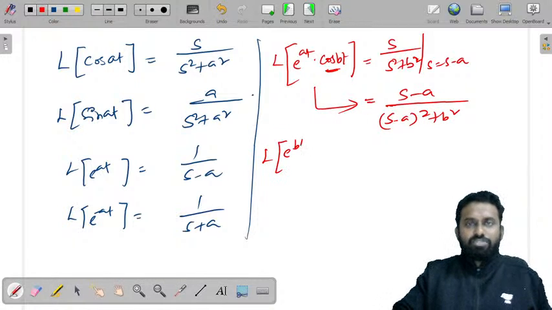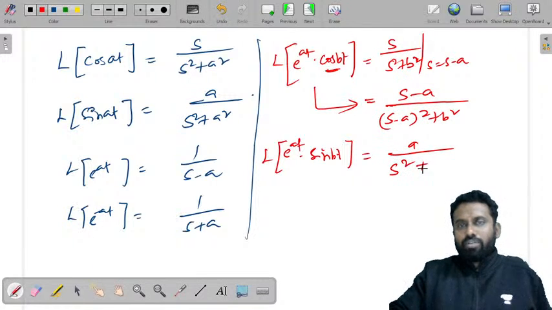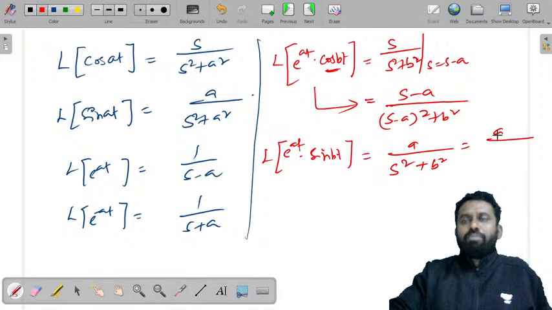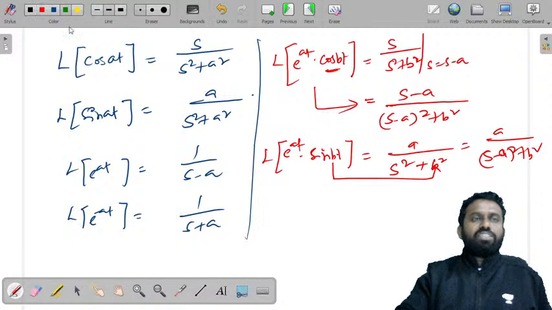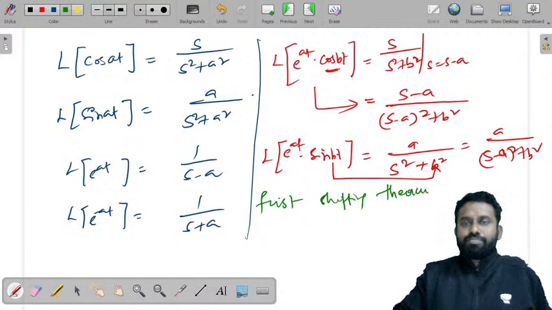Similarly, Laplace transform of e power at into sin bt. What do you get? b by s square plus b square, and s is replaced by s minus a. So that is b by s minus a whole square plus b square. So this is first shifting theorem. Right?